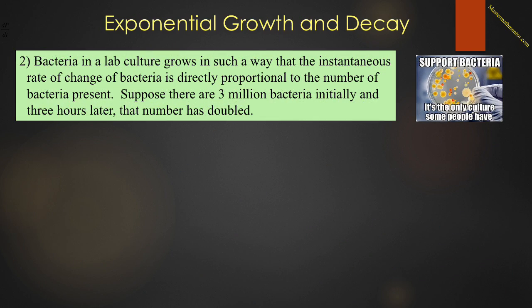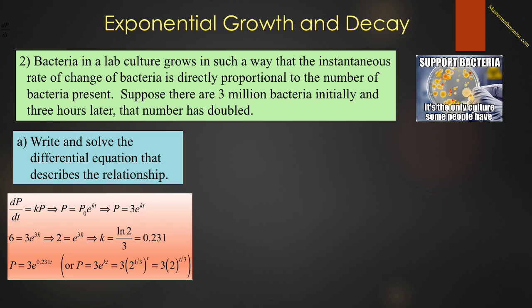Number 3 reads, bacteria in a lab culture grows in such a way that the instantaneous rate of change of bacteria is directly proportional to the number of bacteria present. Suppose there are 3 million bacteria initially, and 3 hours later, that number has doubled.